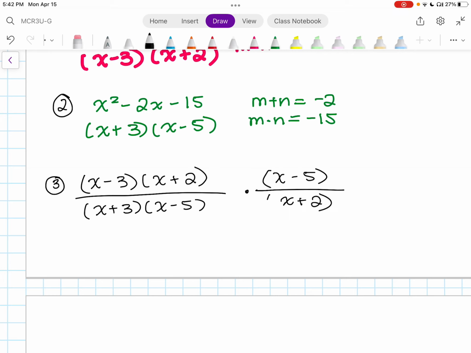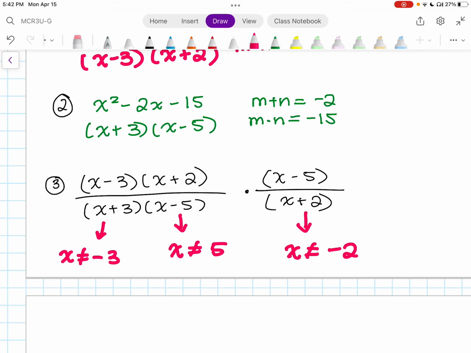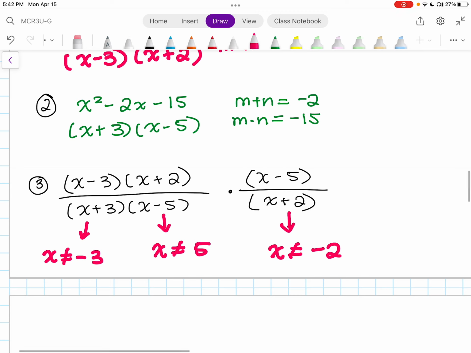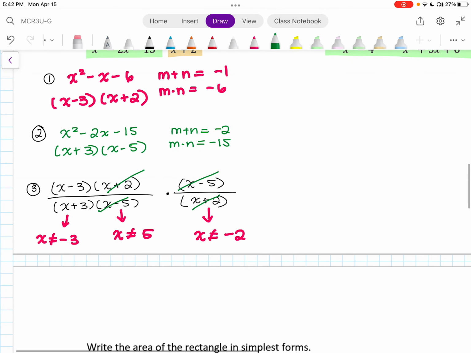and I like to just go ahead and do my restrictions. You should do your restrictions right here. So this x cannot be -3, this x cannot be +5, and here x cannot be -2. So now that we have our restrictions done, we can just go ahead and start canceling stuff out. Because this is all multiplication, I don't have to flip anything here or restate my restrictions. I can just straight cancel that out, and I'm left with x minus 3 over x plus 3 plus all these beautiful restrictions that I have.